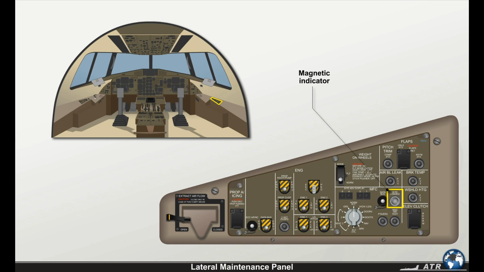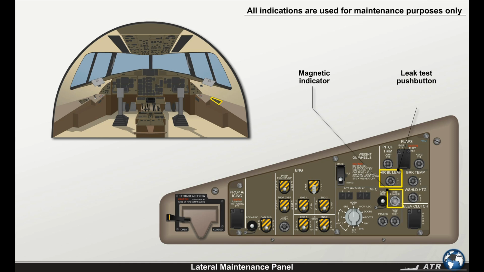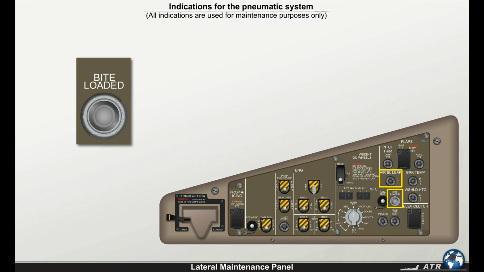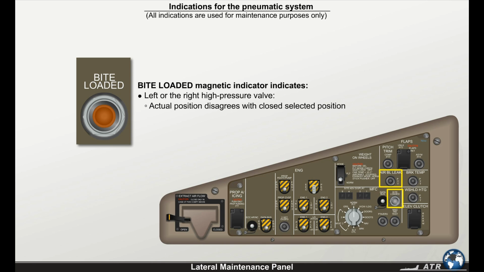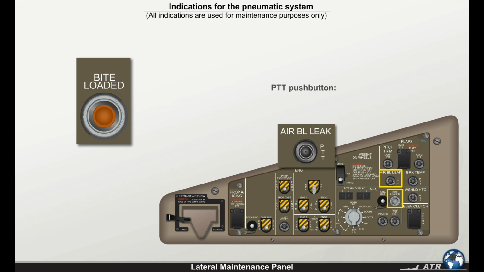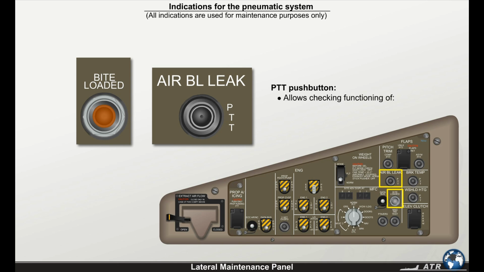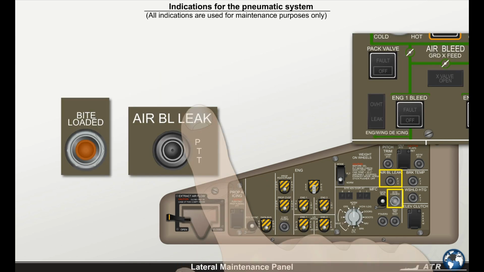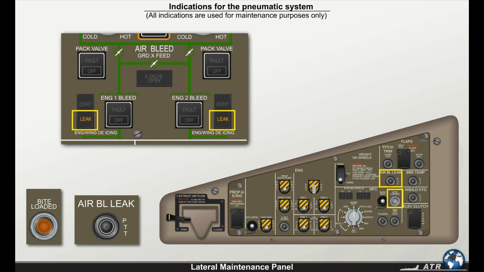There is a magnetic indicator and a leak test push button available for the air bleed system on the right maintenance panel. They're used for maintenance purposes only. The bite-loaded magnetic indicator indicates that the left or the right high-pressure valve actual position disagrees with the closed selected position. A push-to-test push button allows checking the functioning of both overheat detection circuits along the bleed air ducts. When depressing the push button, both leak amber lights illuminate on the overhead panel.